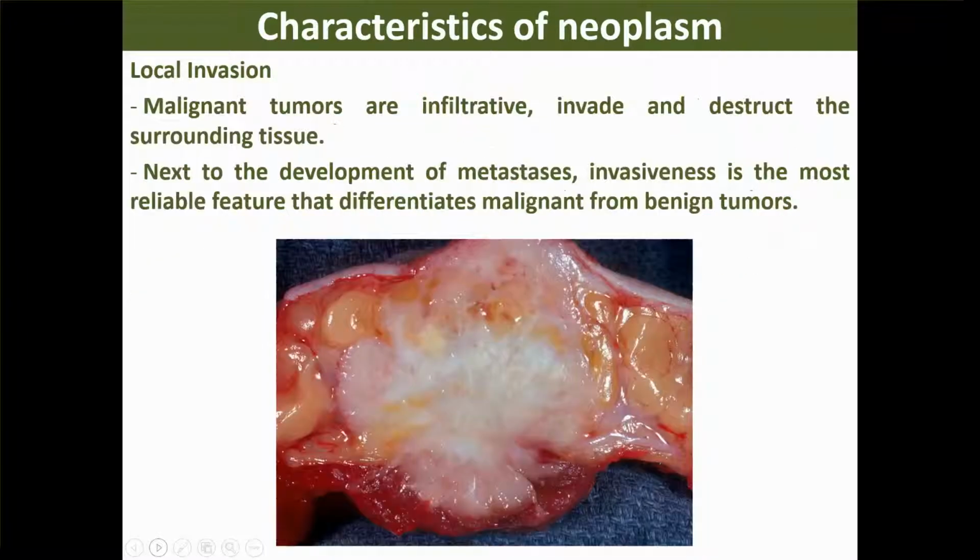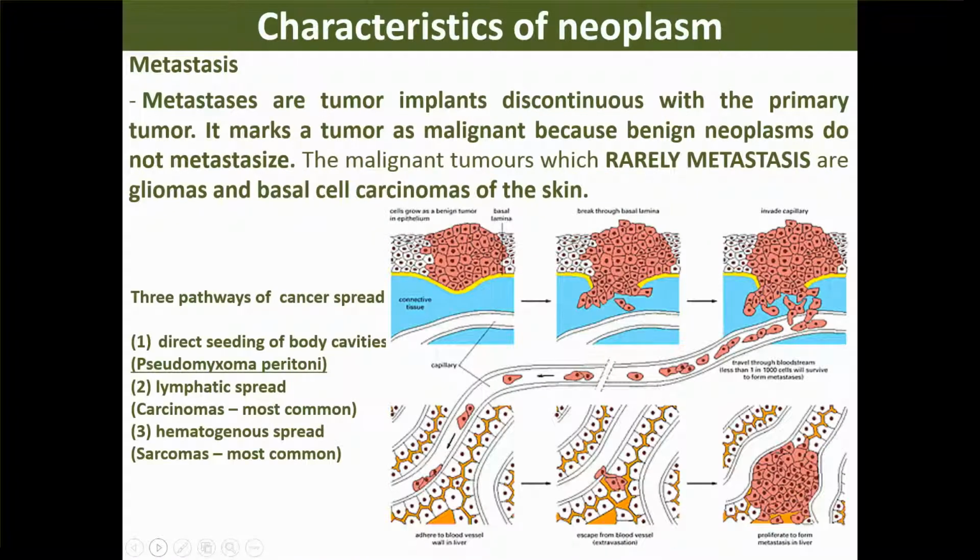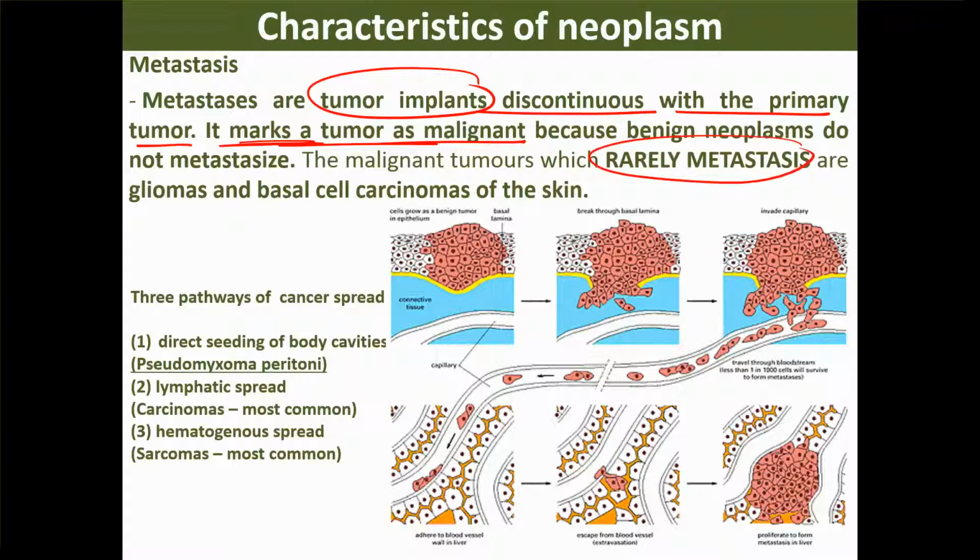Now coming to the characteristic features of the malignant tumor, they are infiltrative. See, the tumor is growing and involving the surrounding area. It is infiltrative, and they invade and destroy the surrounding tissue and develop metastasis. This is the characteristic feature of malignant tumors. Metastasis means a tumor implant discontinuous with the primary tumor that goes to a distant site. It marks a tumor as malignant. So if there is metastasis, it is a definite malignancy. There are some malignant tumors that rarely metastasize. They are gliomas and basal cell carcinoma.